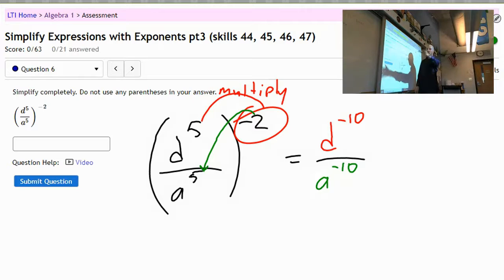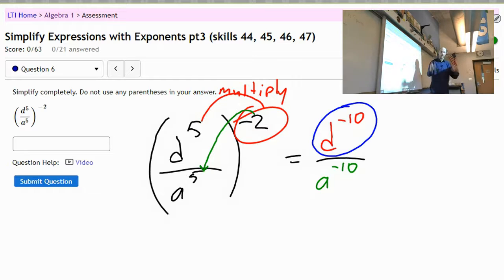Simplify completely, it means no negative exponents. Do not use any parentheses in your answer. That means you need to simplify every possible thing. Well, I got rid of the parentheses already, but I still have negative exponents. Anytime you got negative exponents, it means the base that negative exponent is attached to is part of a fraction, whether it's written as a fraction or not. You can always put it over 1. In my case, it's obviously written as part of a fraction. Whatever's got the negative exponent, I need to move to the other part of the fraction.